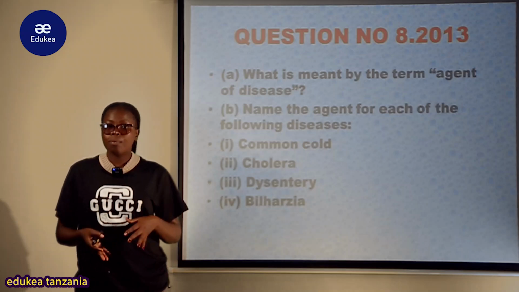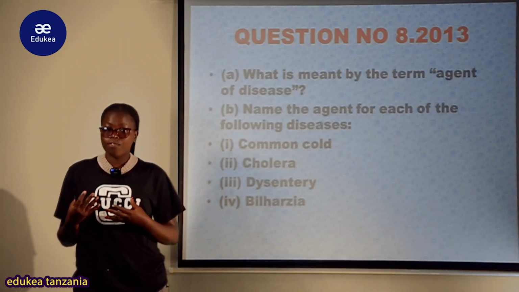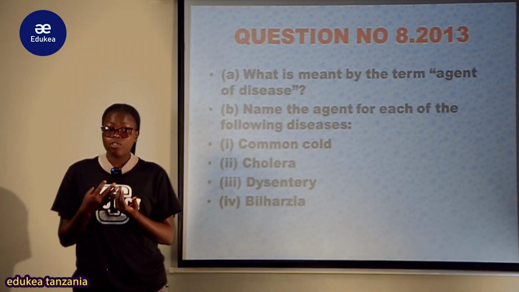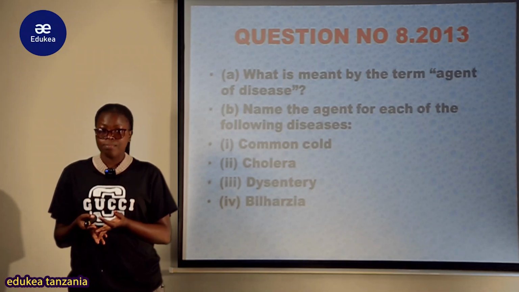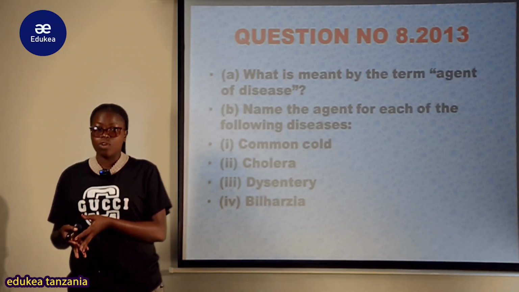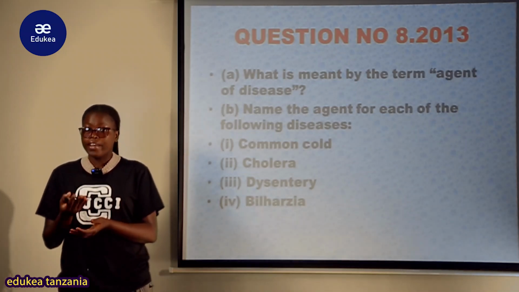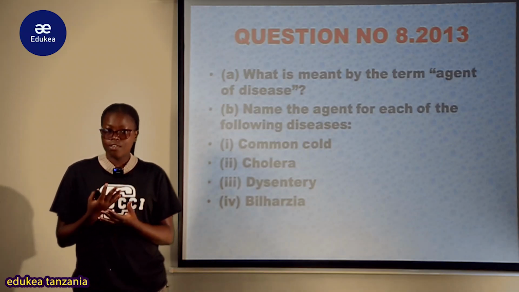Unaelewa nini unaposikia kitu kinaitwa agent of disease? Wakala wa ugonjwa. This is an agent, or a carrier. Ni tofauti na vector.